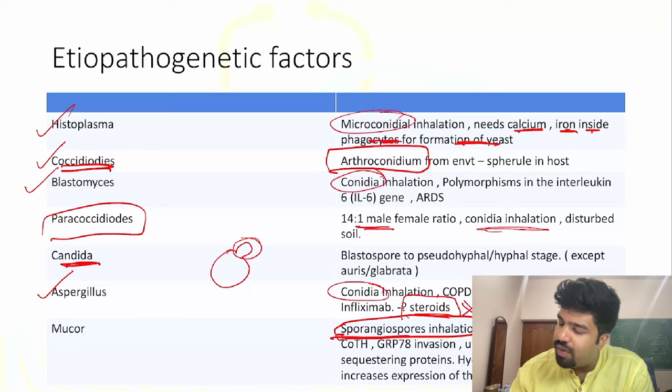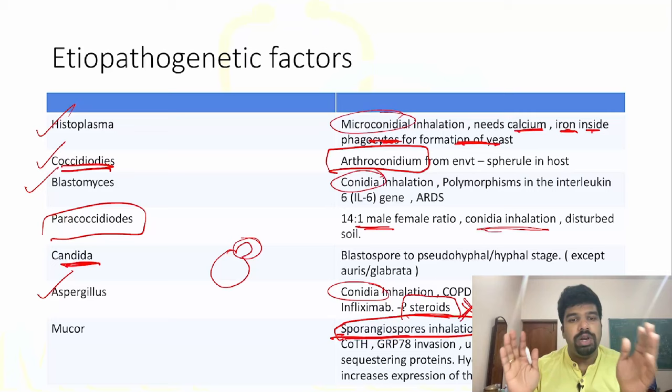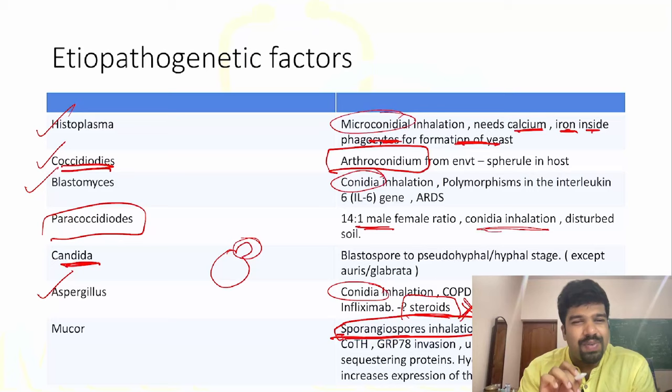Correct? Now come to Mucor. Mucor, I have already told you, is not a conidia. It's sporangiospores that are being inhaled. And the most important risk factor we've heard about is DKA. Correct? Whenever you have a patient with DKA, you're going to have Mucor. That was an understanding that we all had. But why is that so?